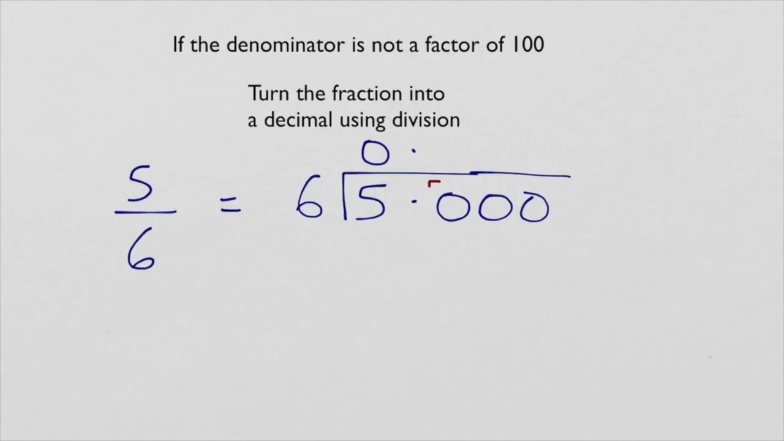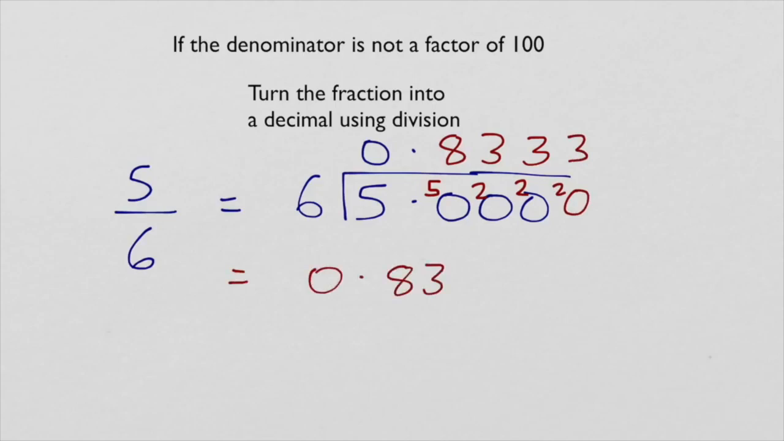So 6 into 50, so I've carried the 5 over, goes 8 times. 6 8s are 48, so remainder 2. That goes on to the next 0. 6 into 20, goes 3 times. 3 6s are 18, so that's a remainder of 2. 6 into 20 goes 3 times again, and we're going to get the same pattern repeating itself. So my answer is going to be 0.833 recurring.